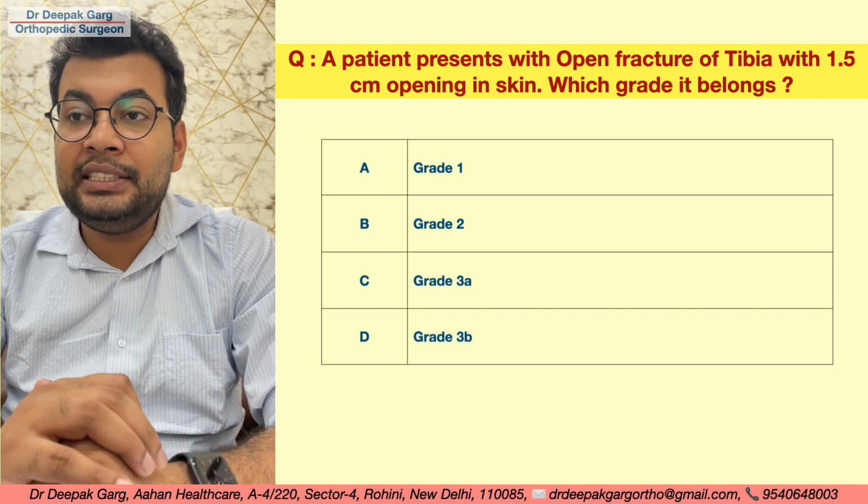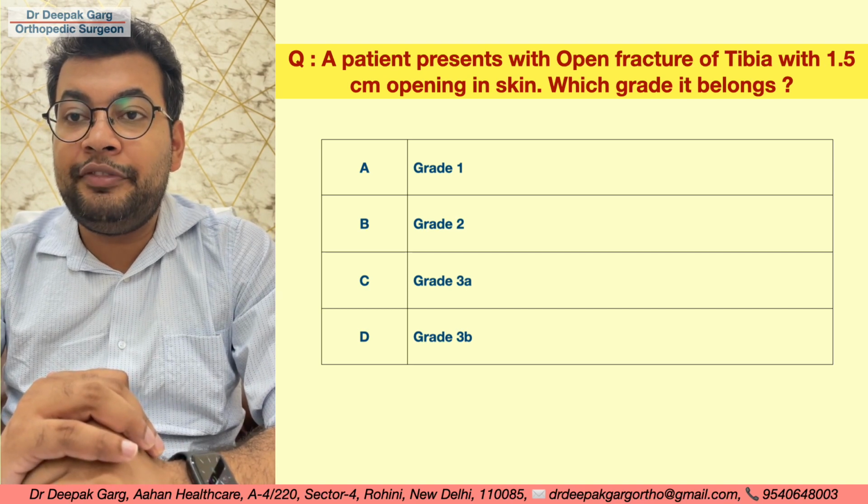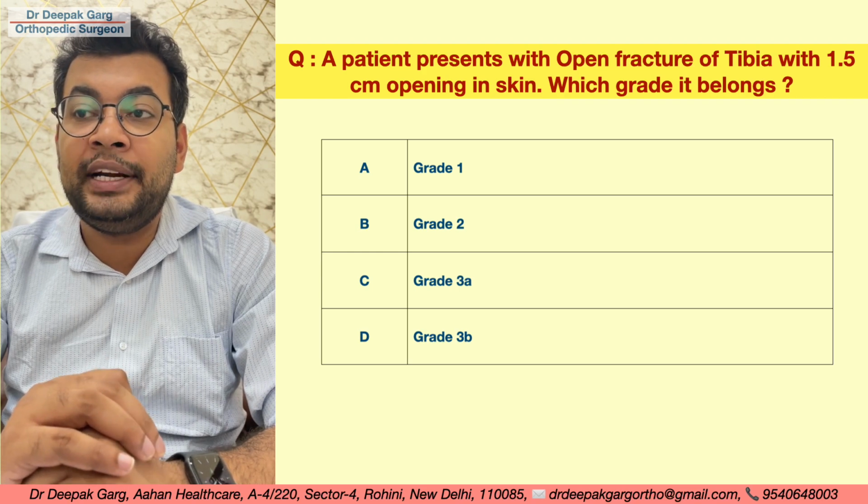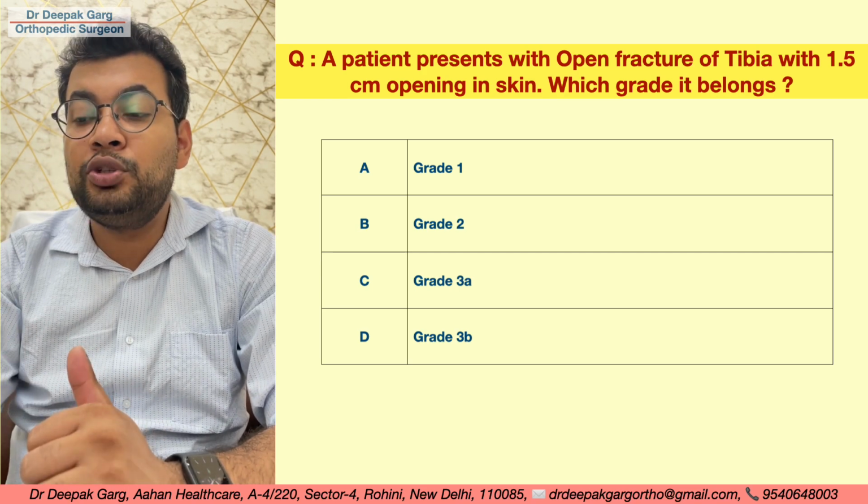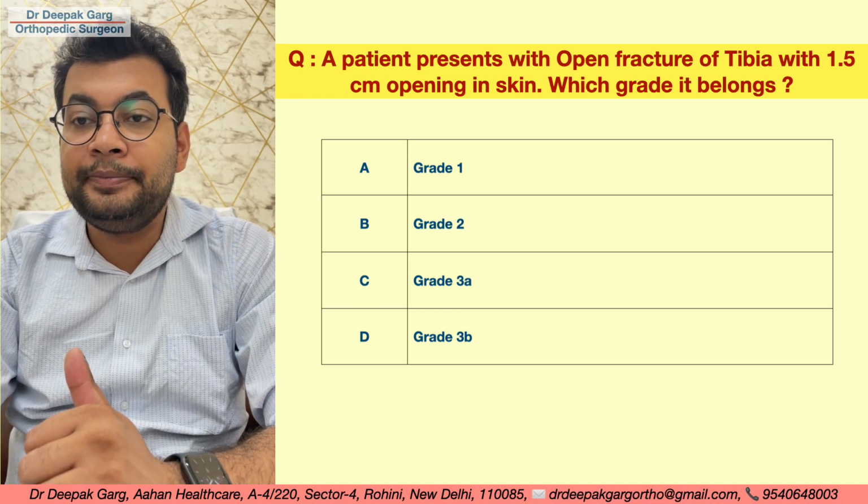A patient presents with open fracture of tibia with 1.5 centimeter opening in the skin. 1.5 centimeter means less than 2 centimeter, 1 to 2 centimeter, grade 2. Which grade does it belong to? It is grade 2. Option is B.